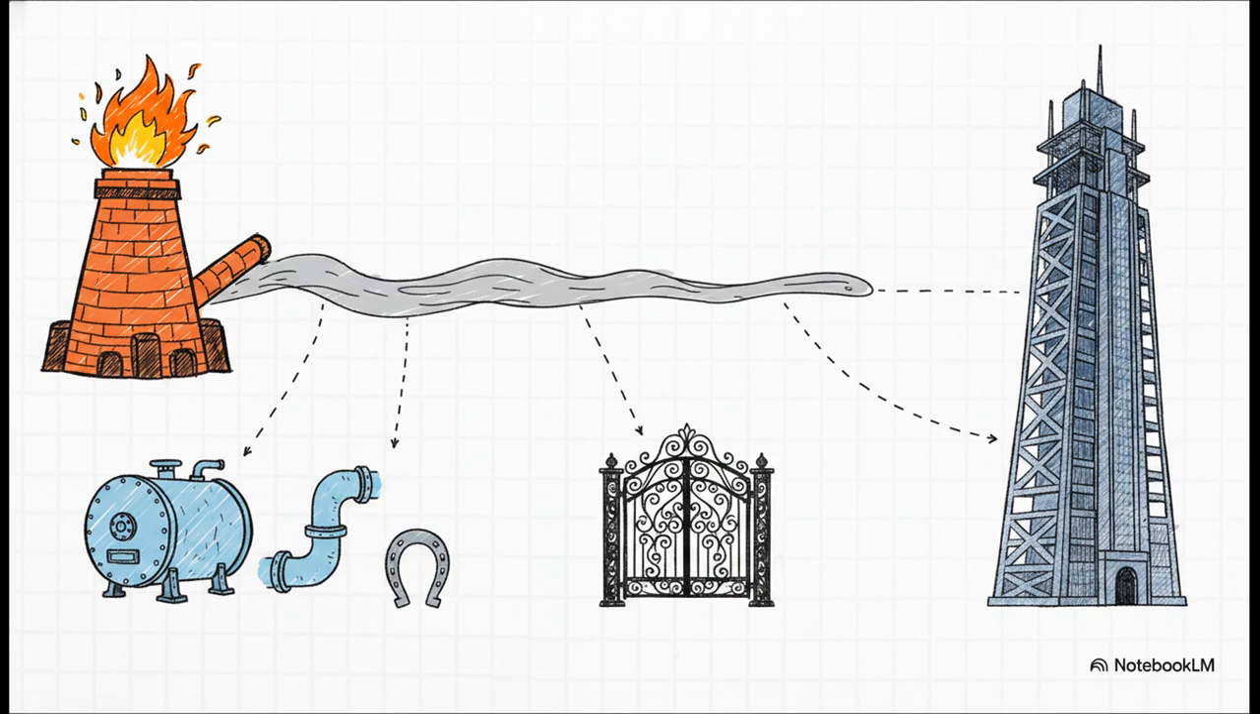But the real star of the show? That's steel. By carefully controlling the carbon and adding other elements through the basic oxygen process, we create the ultra-strong alloys that quite literally build the modern world.